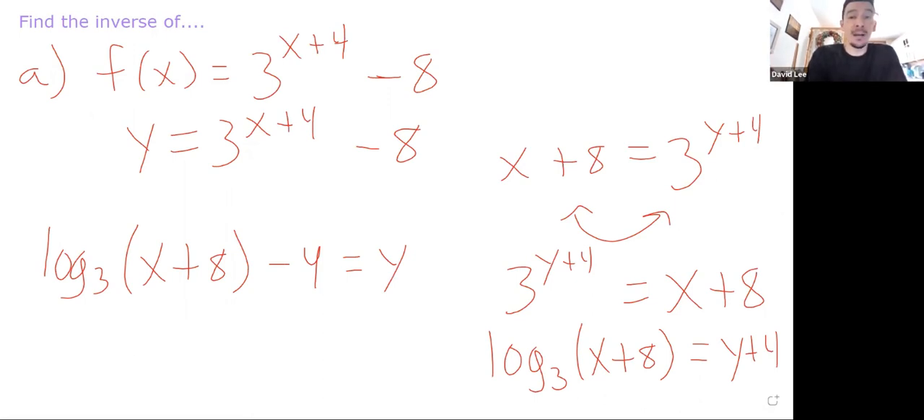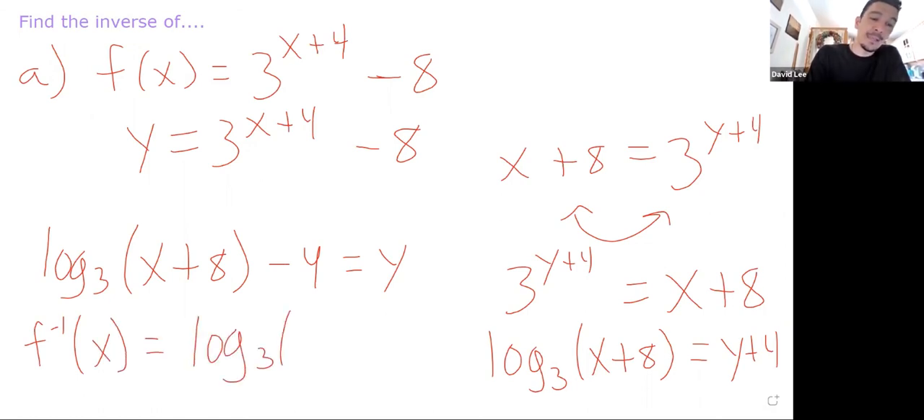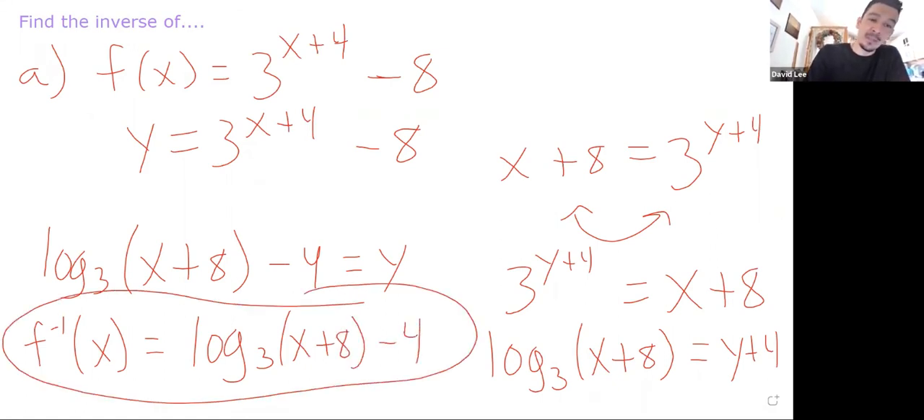But don't turn that in on your homework or on your midterm, because this shouldn't be called y. It should be called the inverse of f, because the original function was called f. And so this should be called the inverse of f: log base 3 of x plus 8, minus 4. And that would be the inverse function. And it's not a coincidence that the inverse of an exponential became a logarithm, because they're inverses. Logs and exponentials are inverses.